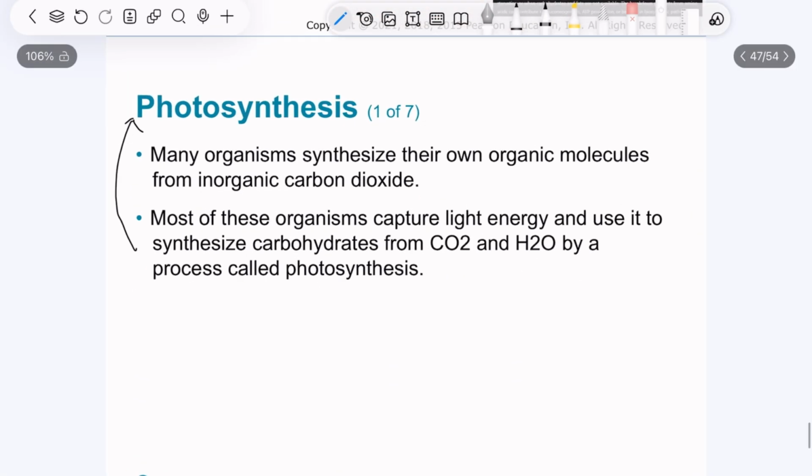And so then we move on to photosynthesis. Many organisms synthesize their own organic molecules from inorganic carbon dioxide. Most of these organisms capture light energy and use it to synthesize carbohydrates from CO2 and H2O by a process called photosynthesis.